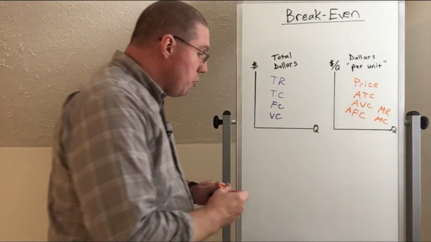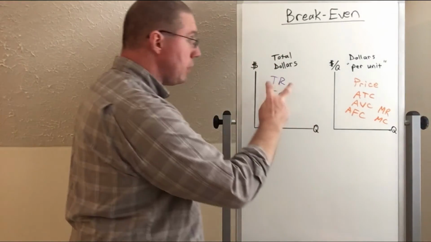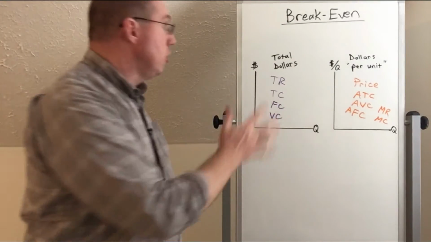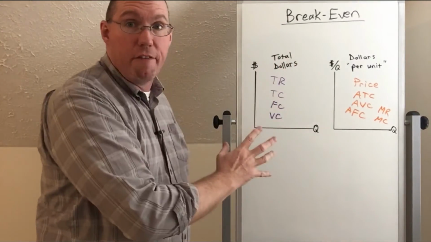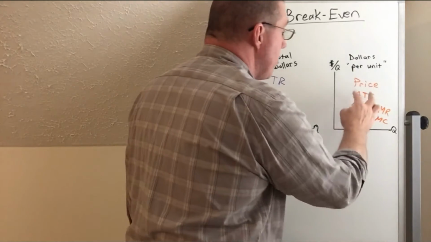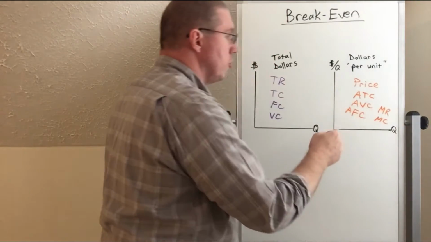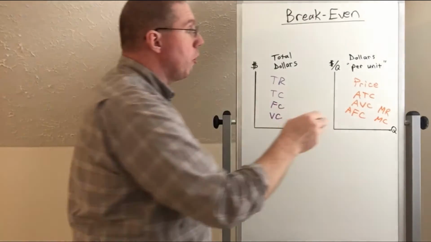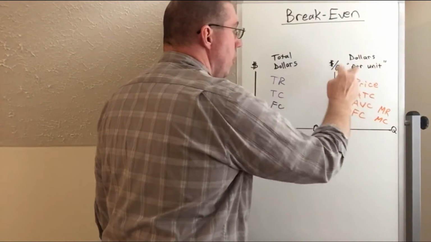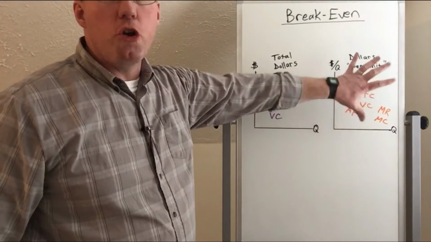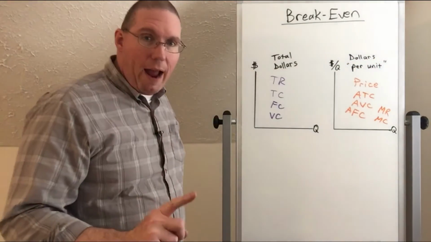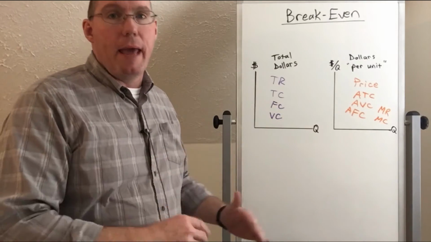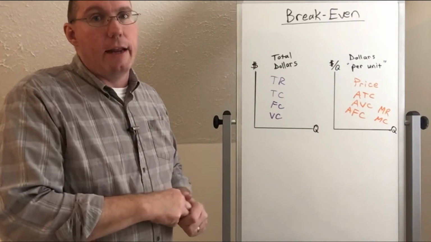So anytime you see graphs of total revenue, total cost, fixed cost, and variable cost, you're definitely looking at the total dollars graph. But if you see price, average total cost, marginal revenue, marginal cost, average variable cost, and average fixed cost curves graphed, you are looking at the per unit graph. This per unit graph is the graph that is used for the infamous supply and demand in economics, and we're going to get to that in Unit 2.